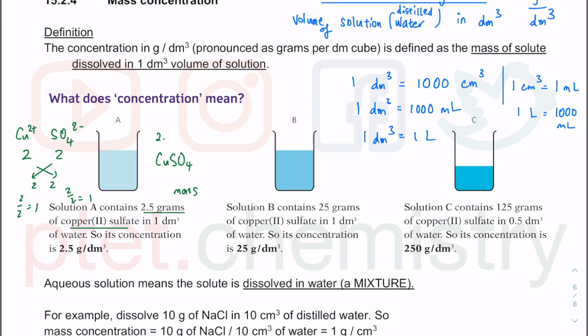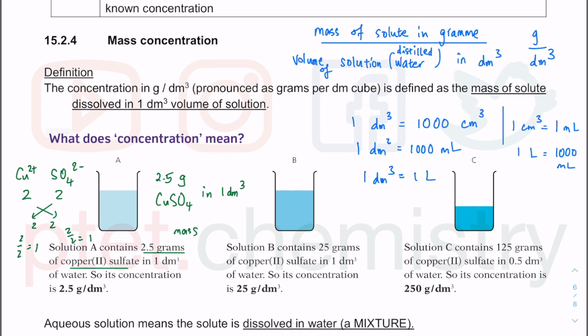So if you have 2.5 gram of CuSO4 in 1 dm cube, you want the unit to be gram per dm cube, so divide the mass of the solute by the volume of the solution. That's the meaning of concentration. Concentration is defined as the mass of the solute in 1 dm cube of the solution.